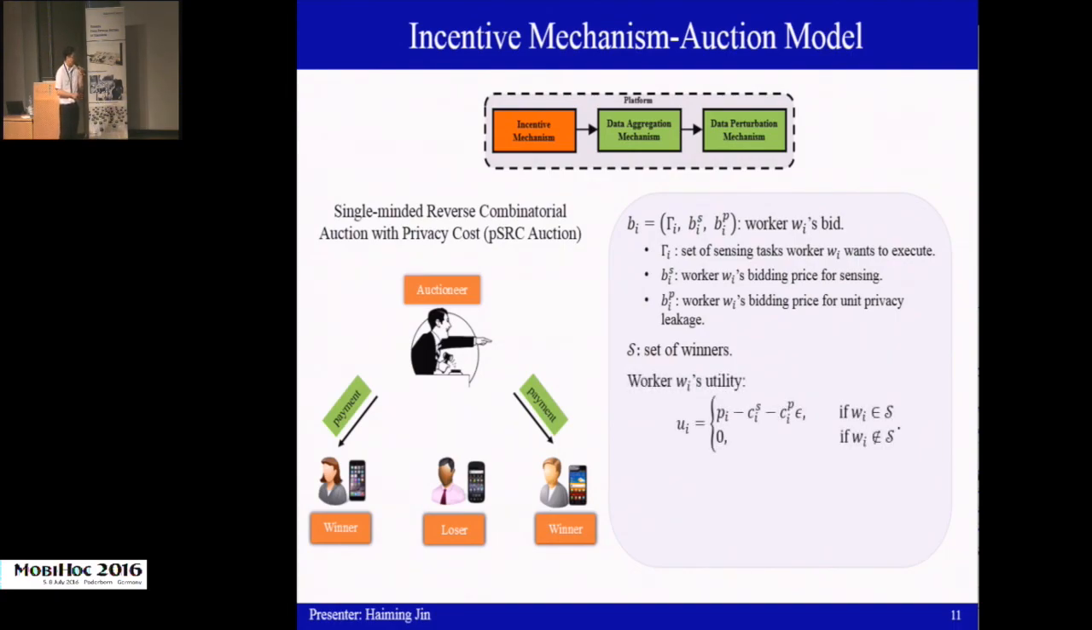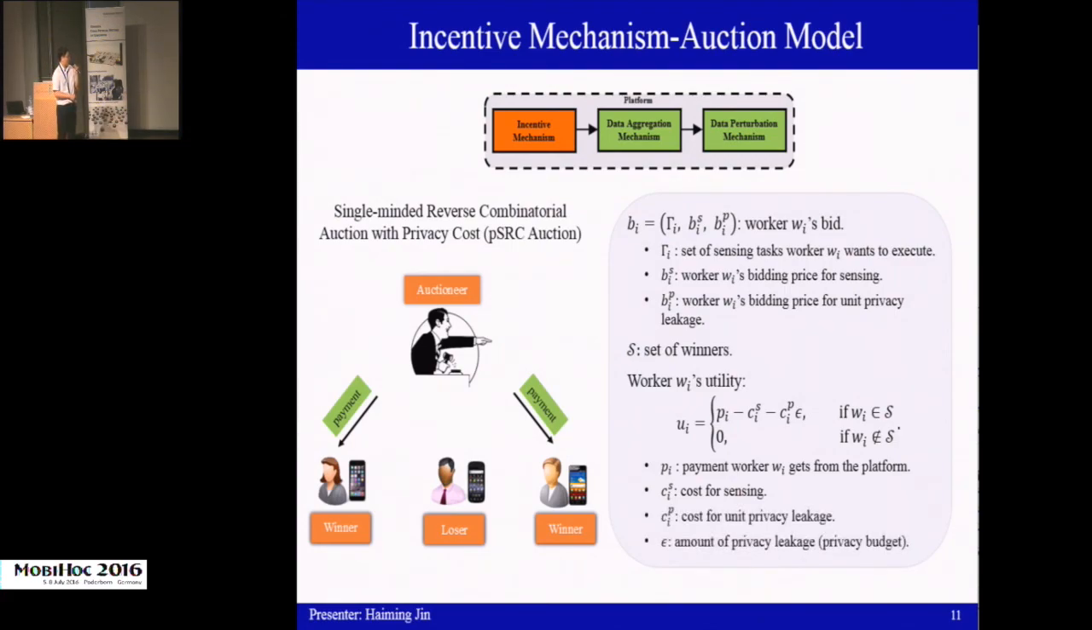Then the worker's utility is defined as follows. If this worker is a winner, its utility is going to be p_i minus c_i^s minus c_i^p times epsilon, where p_i is the payment that worker w_i gets from the platform, c_i^s is the worker's cost for sensing, c_i^p is the worker's cost for unit privacy leakage, and epsilon is the amount of privacy leakage, which we call the privacy budget, guaranteed by the INCEPTION framework.